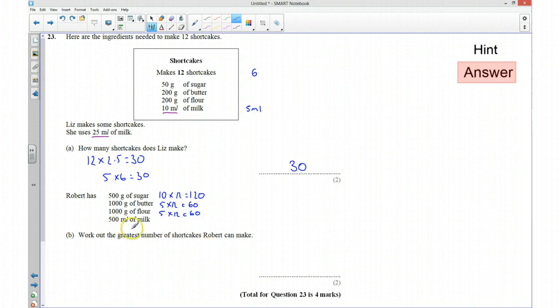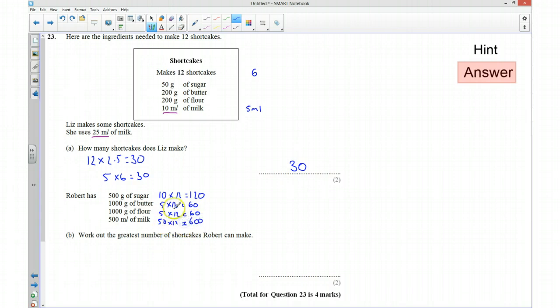And then he's got 500 milliliters of milk. Well, he can make this 50 times with that much milk. So we could do 50 times 12, which is equal to 600.